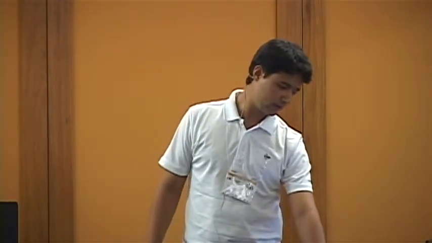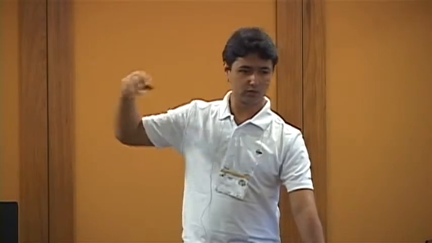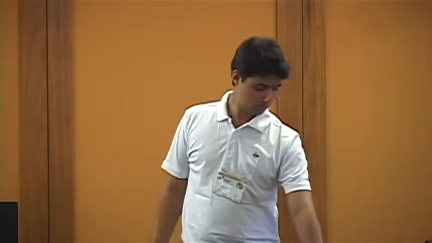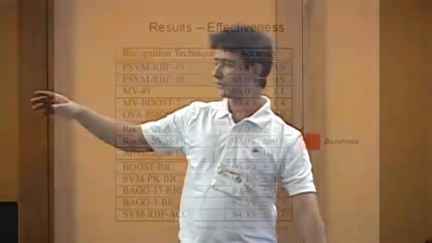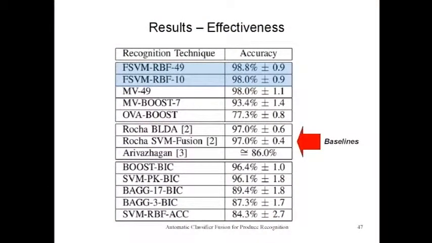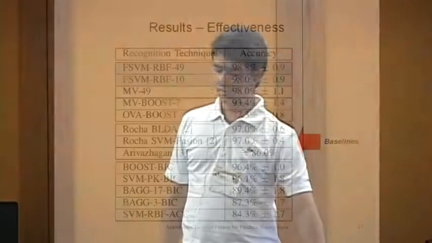This is the result using majority voting with all of the classifiers. But we can see that using only 10 classifiers, our method achieved results almost similar to majority voting using all of them. Our method obtained better results than baselines in other papers.